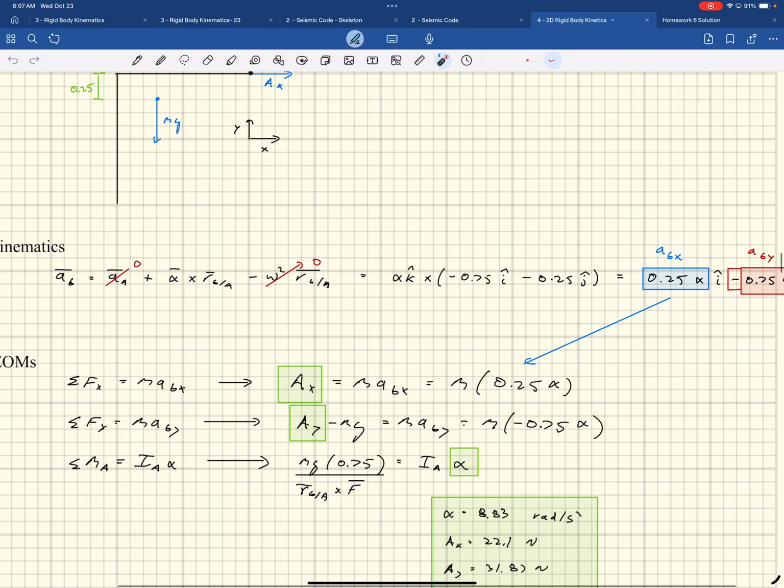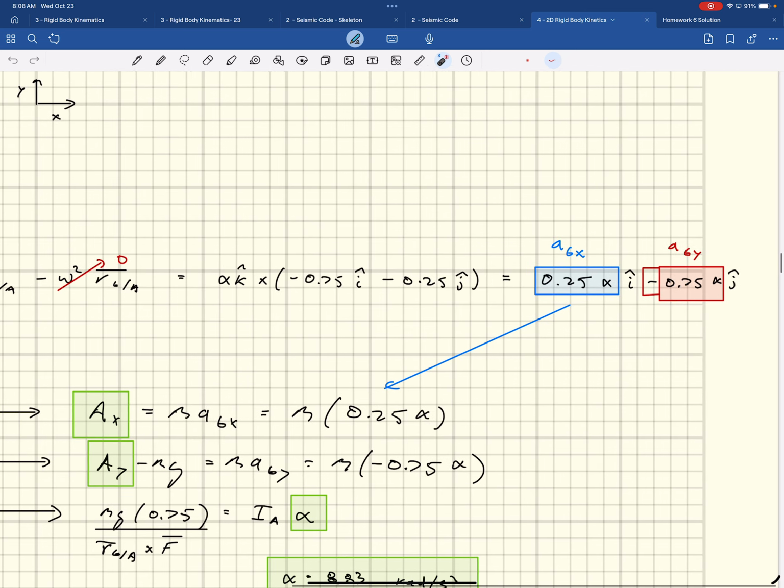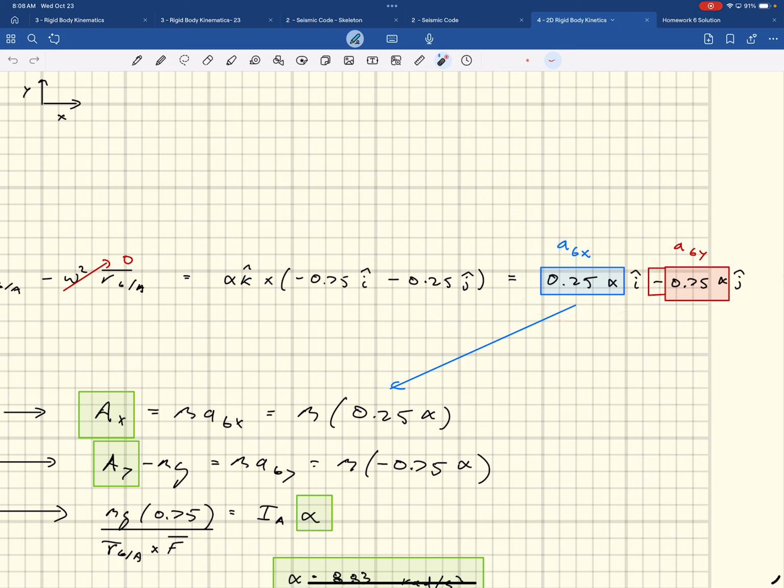So I go AG is AA plus alpha cross RG as seen from A, and then this centripetal acceleration component. This particular problem is not moving. If it was moving, there would be an omega there, but in this case, there is no movement. So that guy's 0 and that guy's 0, right? And then you just carry out that cross product, and everything that you get in the I direction is AGX. Everything you get in the J direction is going to be AGY, right? And that's important to note because we need that in the equations down below. If I skipped this step, we would have too many unknowns, okay?